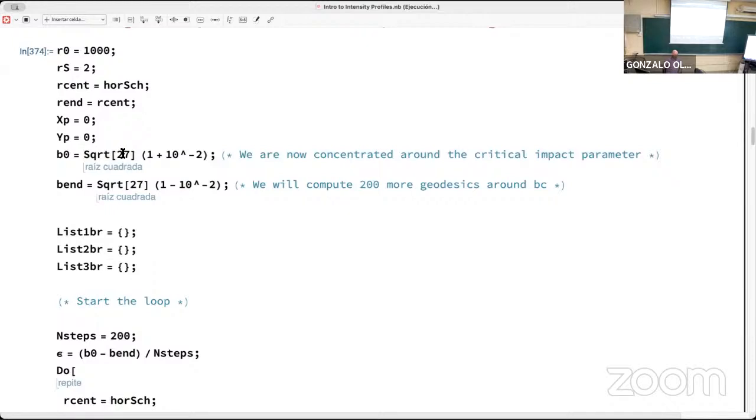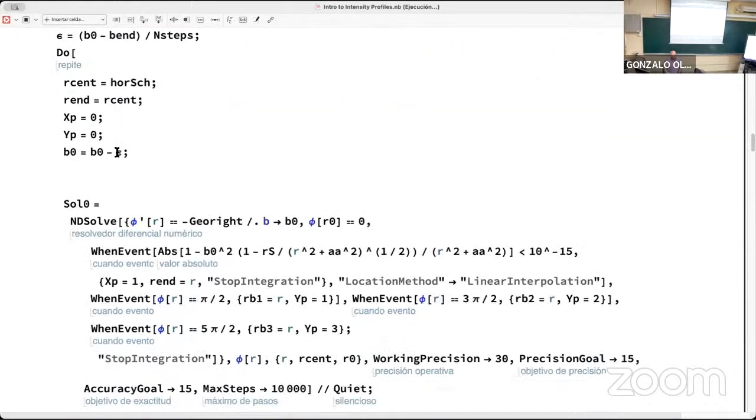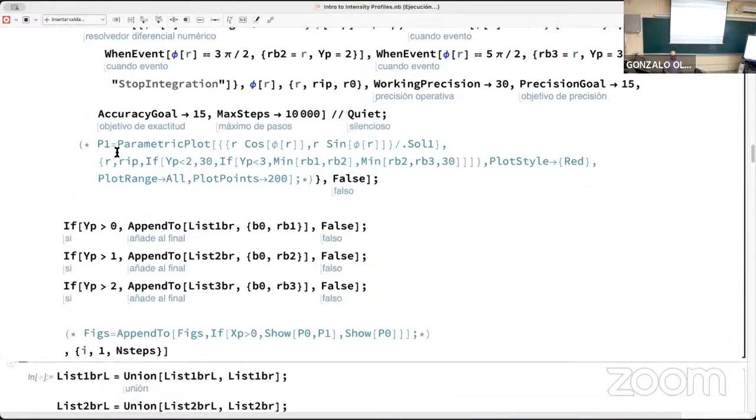We compute those geodesics, and we will add the new list of points to the previous list. We will get information for the direct image; we always have the direct image. But we will also get more data about the lens image and the photon ring. So we just wait.